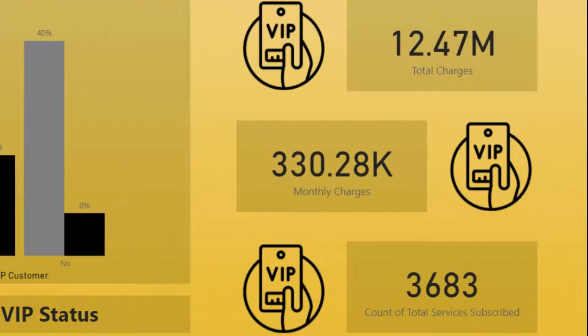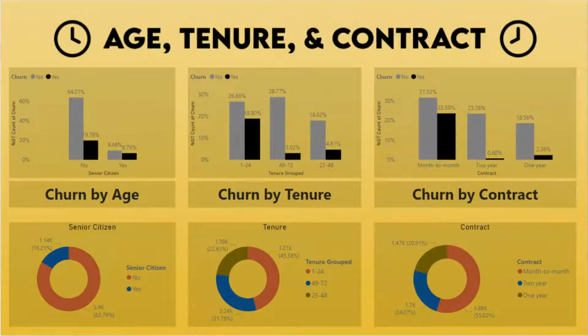Now, with the VIPs combined, total charges, monthly charges, and total services subscribed will lose 36% after the cancellation of subscription. If there is a high number of churn in the VIPs, then they might want to consider changing the pricing of their services. Next, we'll do the same for age, tenure, and contract type.